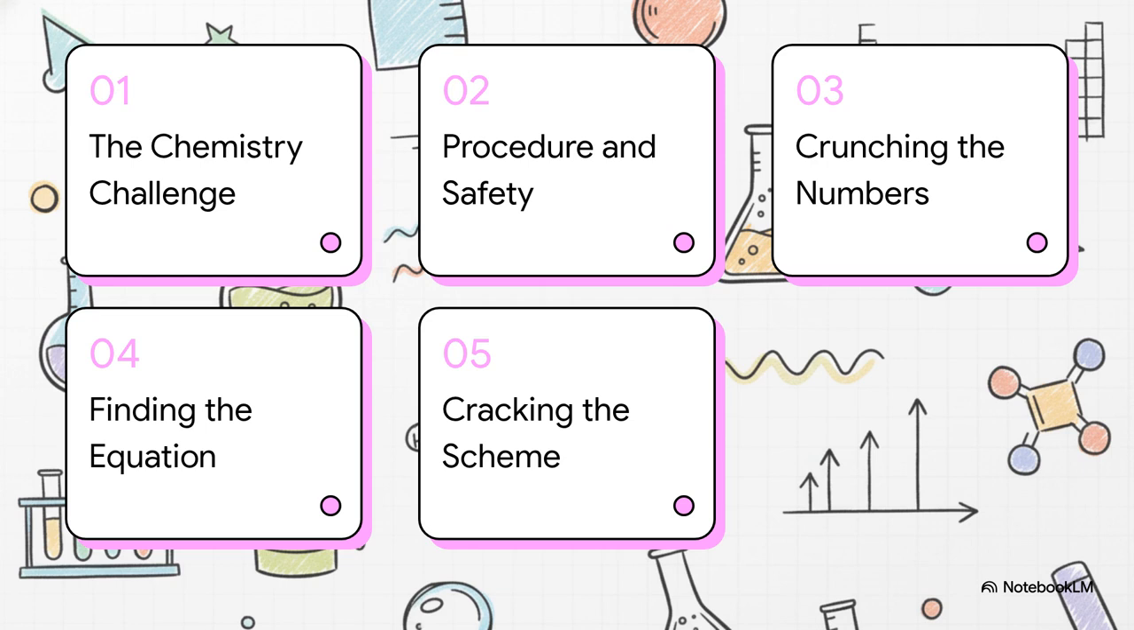So here's the game plan. First, we'll get a handle on the experiment itself. Then we'll look at the easy marks, the procedure and safety stuff. After that, it's time to crunch some numbers from the data. And the big one, using those numbers to figure out the right chemical equation. Finally, we'll zoom out and see what all this tells us about how to absolutely nail these questions.